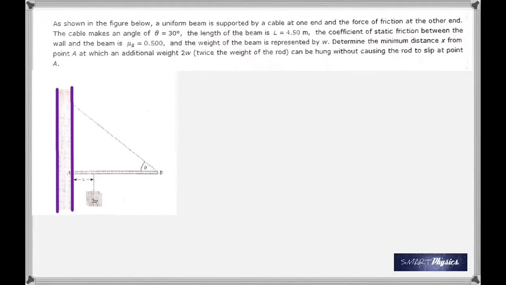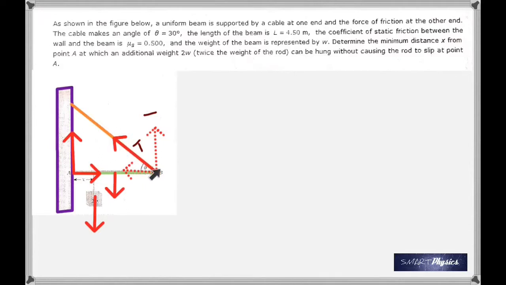So let's look at all the forces that act. The tension is T. The tension in the cable T can be resolved into T sine theta and T cos theta. And this T cos theta is exactly equal and opposite to the normal reaction. And this is the friction. W is the weight of the beam acting down through its center. And you have 2 times W acting at a distance x from the beam. Now those are the forces. So T can be resolved into T sine theta and T cos theta. Normal reaction is N, friction is F, you have the weight and twice the weight.